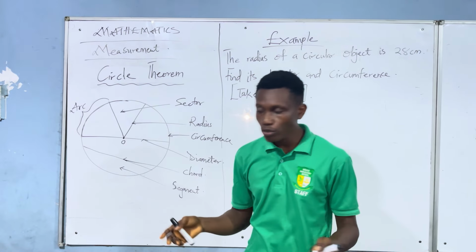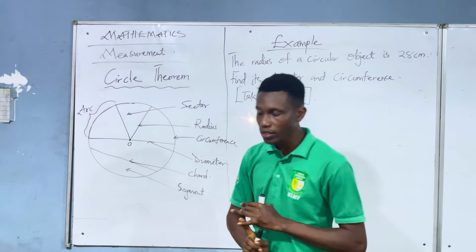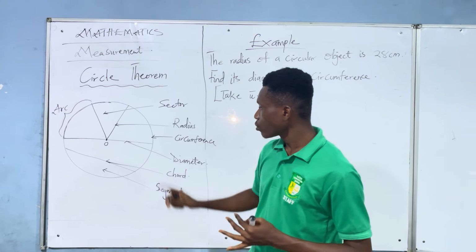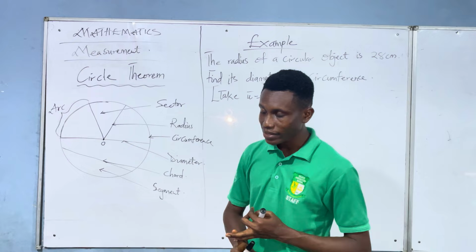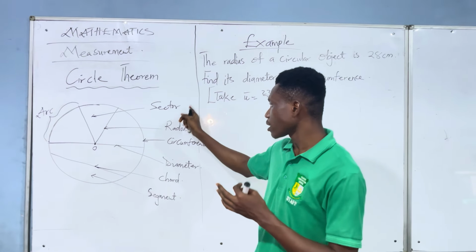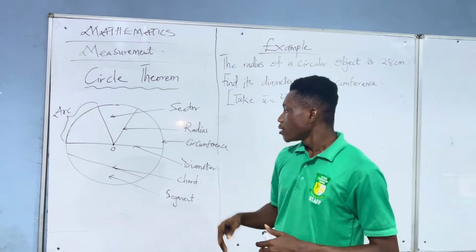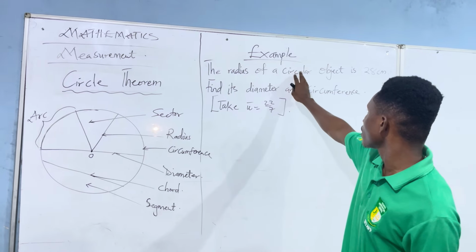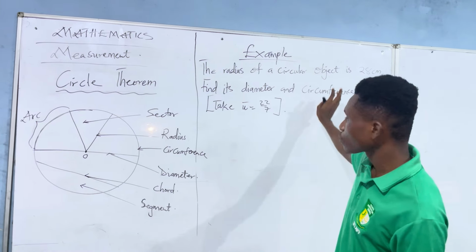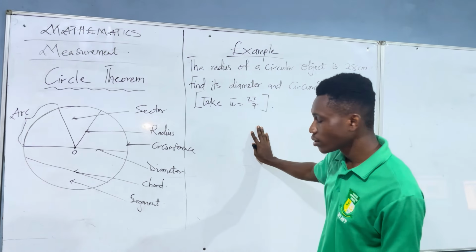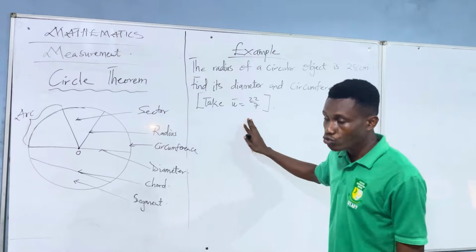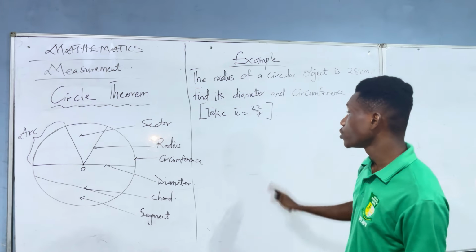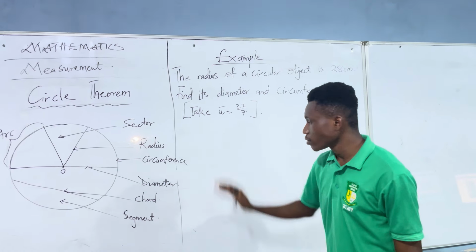So in due time, we'll be talking about how to calculate the circumference, how to calculate the area of a circle, how to calculate the length of a minor arc, and how to calculate the area of a sector. But today I would want us to talk about the radius, and how to calculate the diameter and circumference if a radius is given, when you take pi to be 22 on 7. Before I go to this example to solve it with you, I would want us to talk about the pi.